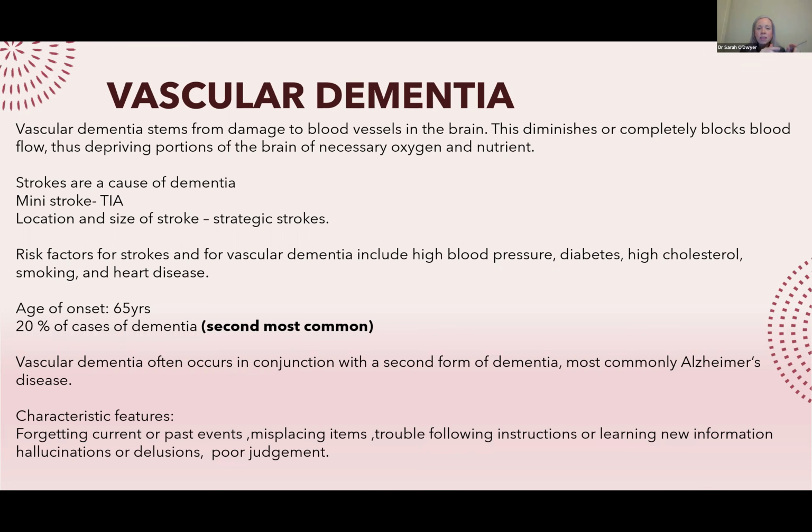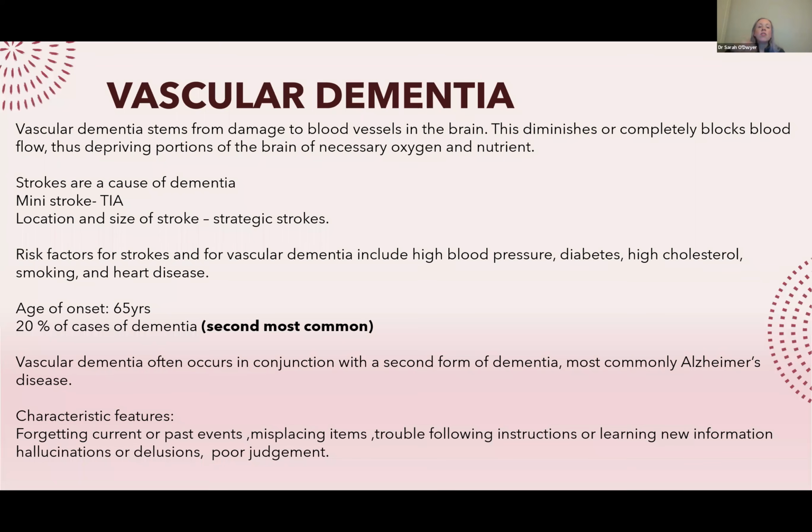As I showed you in that scan, all of those white changes, I refer to that as extensive vascular loading. That would suggest that someone could be well on the trajectory towards developing a vascular dementia if they're presenting correspondingly with cognitive deficits as well. The risk factors for strokes are the same as the risk factors for dementia: high blood pressure, diabetes, high cholesterol, smoking, and heart disease, all of which can be managed and modified through lifestyle changes and what we call lifestyle medicine, which I'll talk a little bit about.